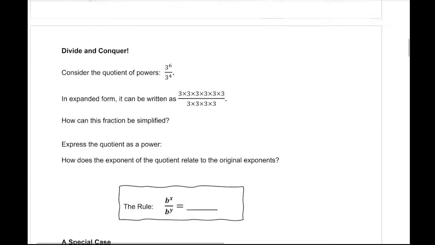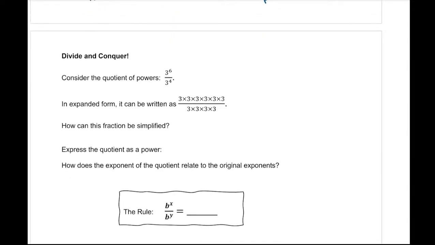We're going to move on from multiplying powers to dividing powers. So consider the following quotient, or basically division, of powers. 3 to the power of 6 divided by 3 to the power of 4. If we were to write this in expanded form, similar to what we did before, we would have 6 3's on top and 4 3's on the bottom. We want to think about how this fraction can be simplified. Well, if I look at this fraction, I'm just going to rewrite it quickly. 6 3's on top, or sorry, 4 3's on the bottom.